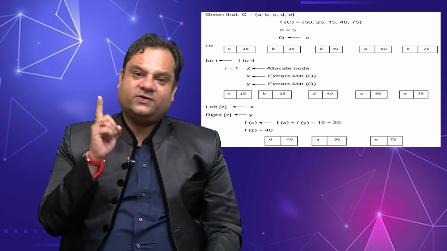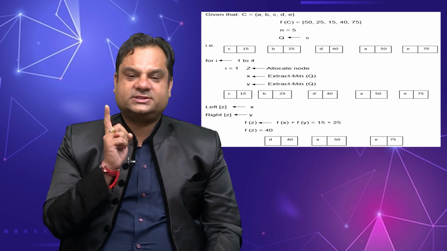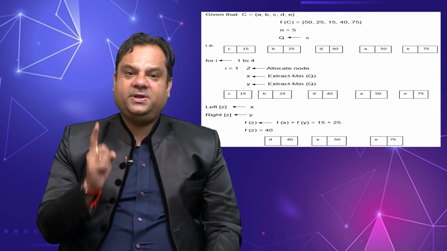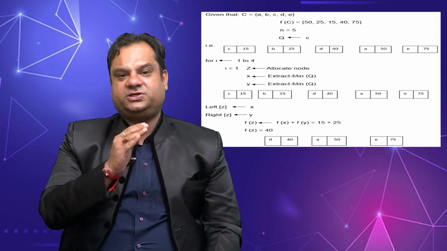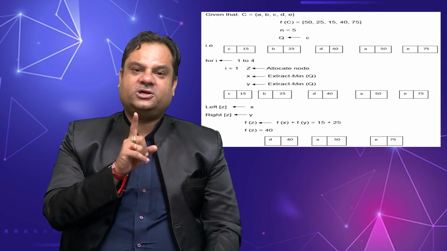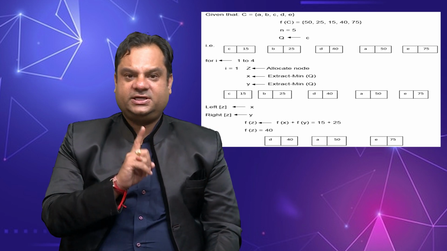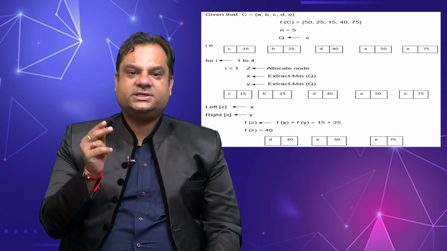First you write the first minimum value, that is 15. It means you first write down the C, then you write the B. The rest of the items are as they are, no changes; they will be shifted to the right-hand side. First you pick the first minimum value, that is 15, which comes under the C, and the second minimum item is B, whose frequency is 25.